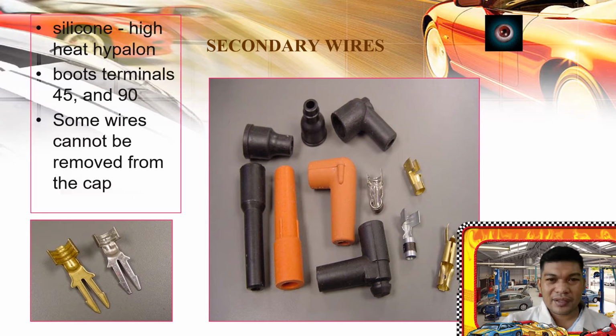Next are the secondary wires. The spark plug lead boots protect the metal connectors from corrosion, oil, and moisture. Boots usually fit over both ends of the secondary leads.